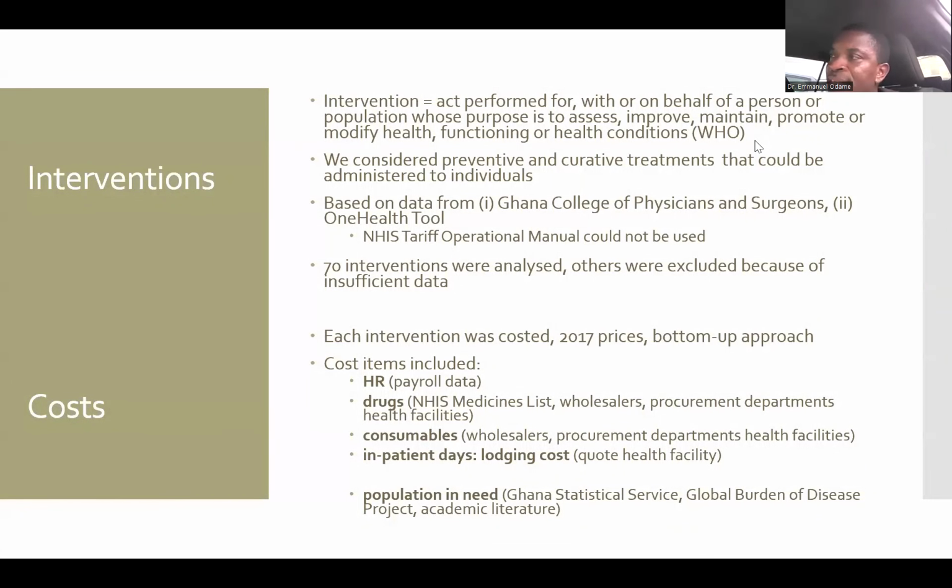Then in terms of the population base, we used data from the Ghana Statistical Service, the global budget of this study, and also a lot of economic literature. So basically we triangulated across all the databases to come up with the cost items. We also relied a lot on subject matter experts and technical experts. Next please.